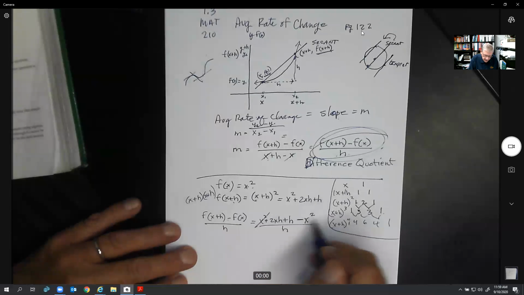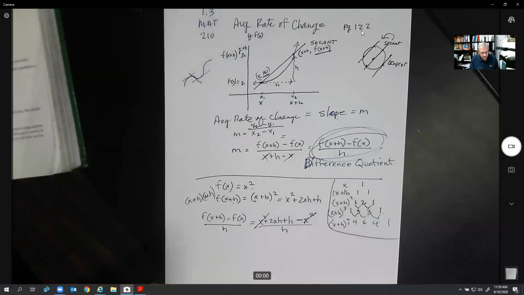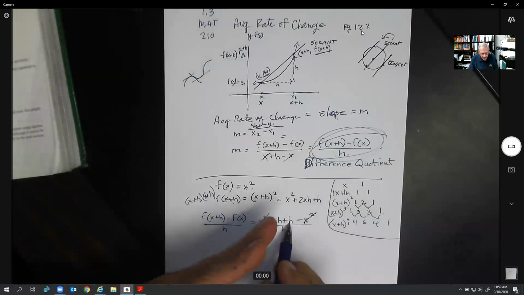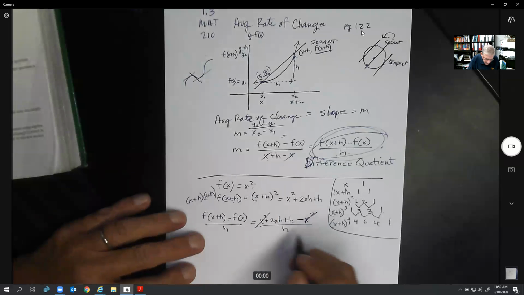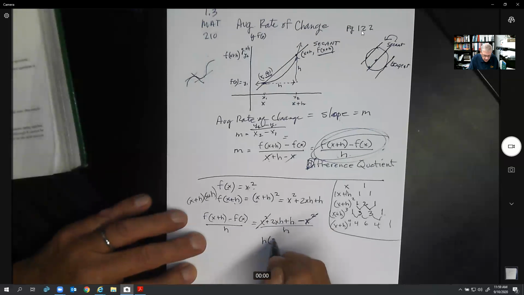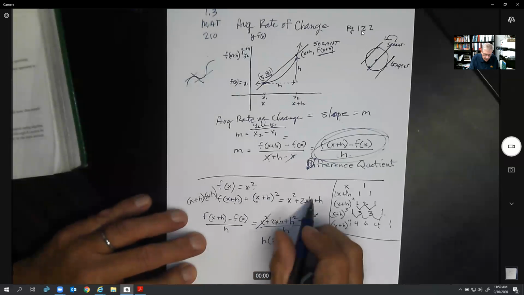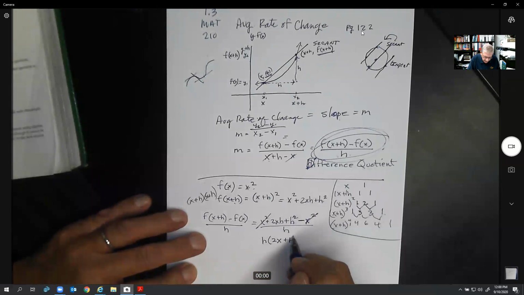See this x squared, this negative x squared, they cancel out. If you're doing it correctly, all the terms that don't have h's in them will cancel out, leaving only terms with h's. Now, we got 2xh plus h squared, simplify it. Let's factor out an h. 2x, this should be h squared. There we go. 2x plus h. I wrote it wrong. See, this should have been x squared. Square, double, square. Okay, sorry about that.